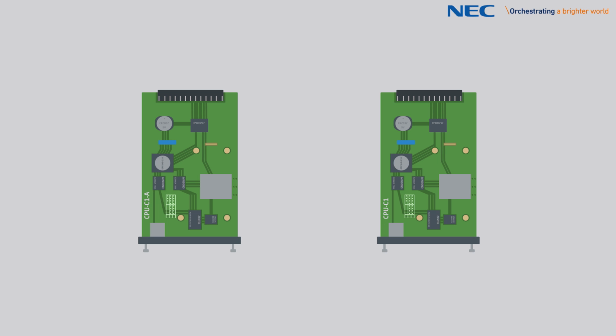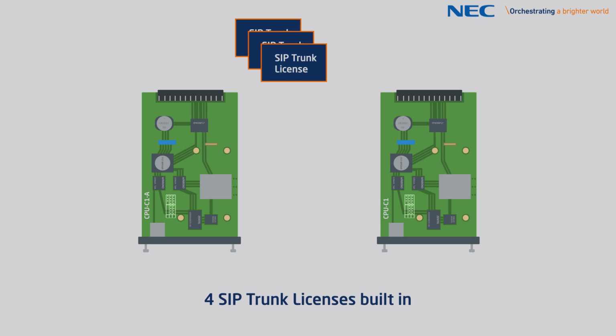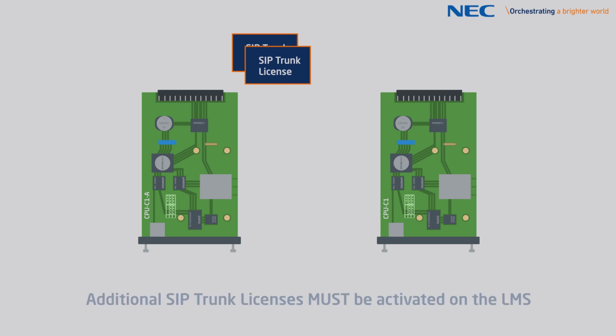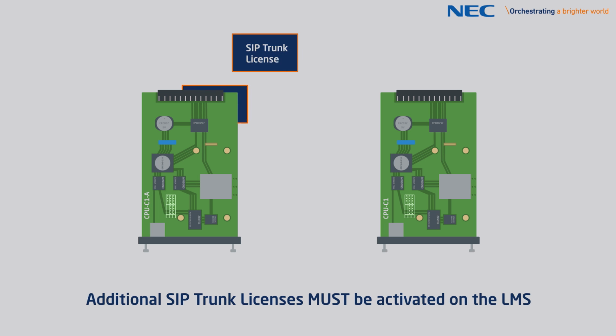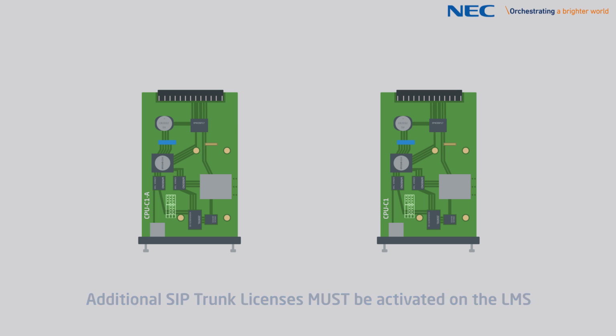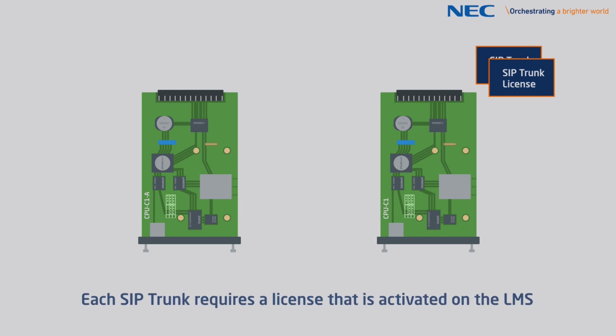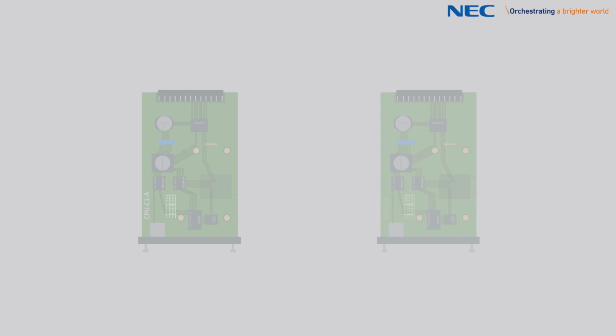The CPU C1A card has 4 SIP trunk licenses built in. These are available without the need to activate them on the NEC license server. Each additional SIP trunk will require a license that must be activated via the LMS. The CPU C1 card does not have any SIP trunks built in. Each SIP trunk will require a license that must be activated via the LMS.